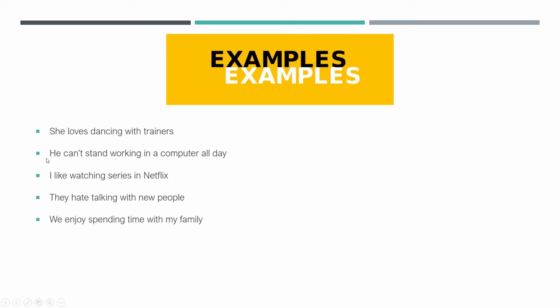Number 2, he can't stand working in a computer all day. Number 3, I like watching series in Netflix. Number 4, they hate talking with new people. And number 5, we enjoy spending time with my family. Remember, subject, verb that express like or dislike, then the verb, then the action with the ing form, and then the complement. Okay? Very good.